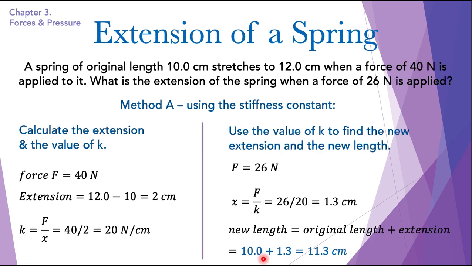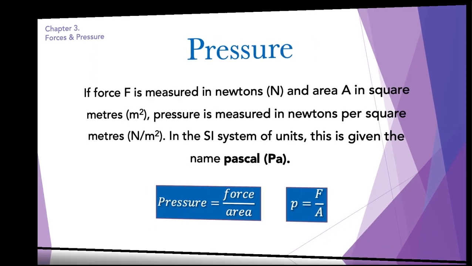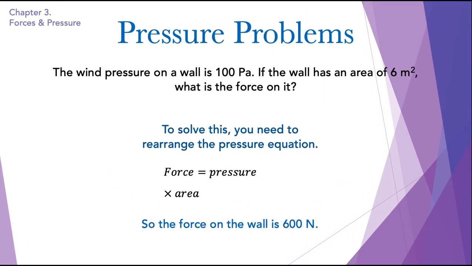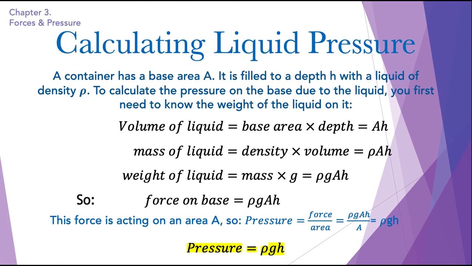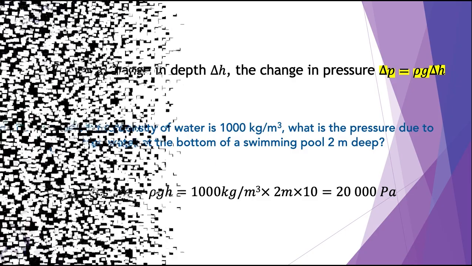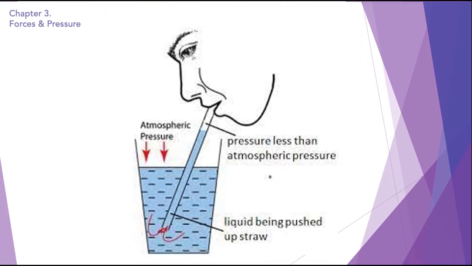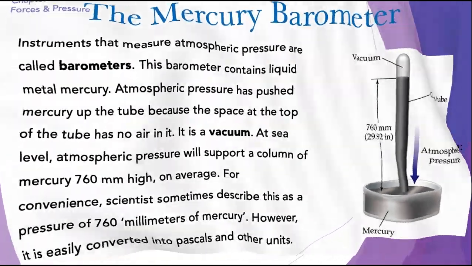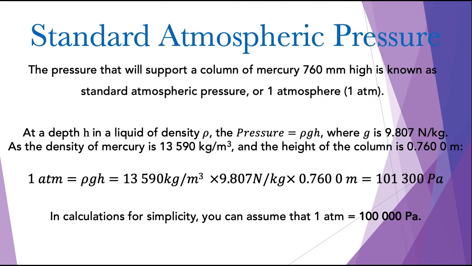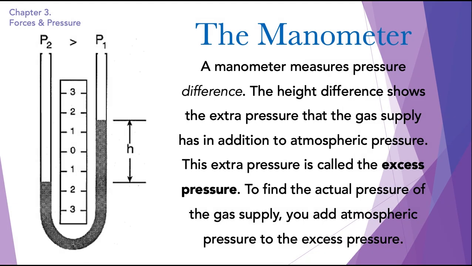After this, we learned about pressure, the equation of pressure, did some pressure problems, of course, and then we understood about pressure in liquids. We understood how we can calculate liquid pressure, a tiny bit of example here, and then we understood the pressure in atmosphere. Examples of pressure, atmospheric pressure. And then we understood the Mercury Barometer and the standard atmospheric pressure. After this, we understood the manometer, what is the manometer and what it measures.